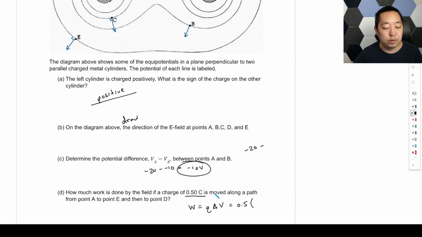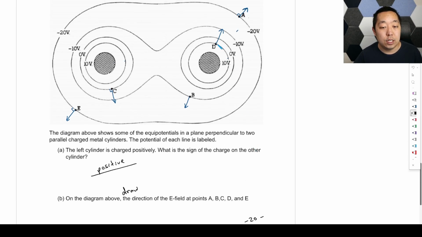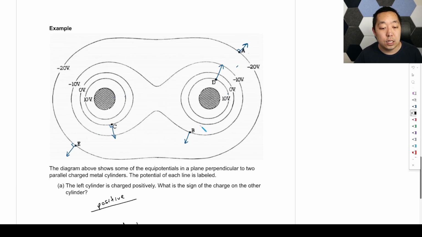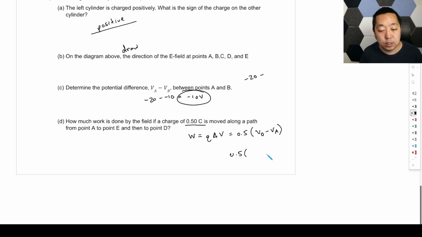So what's the potential difference, VD minus VA, right? We're going to take VD, which is 10 volts. VA is negative 20, so it's going to be 0.5 times VD, which is 10 minus negative 20. And that's going to be 30 times 0.5, and that's going to be 15 joules.